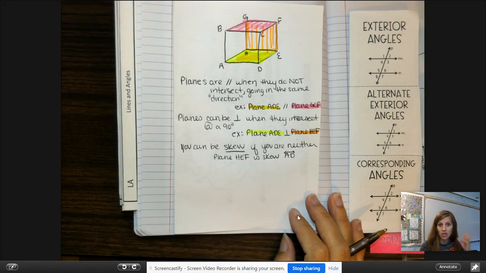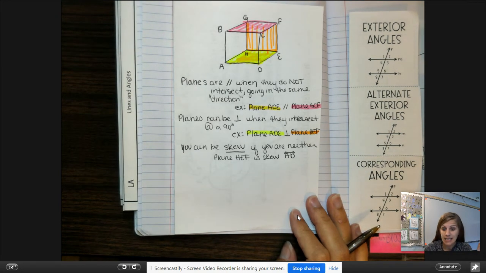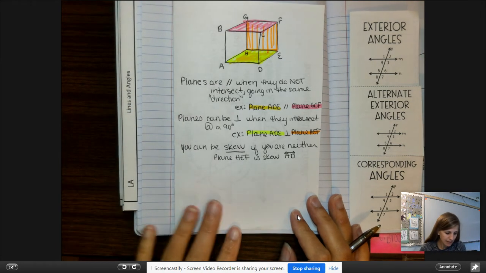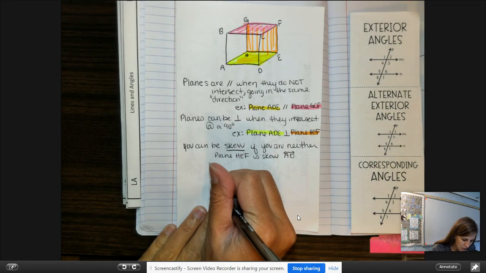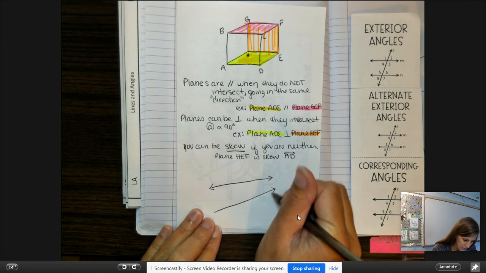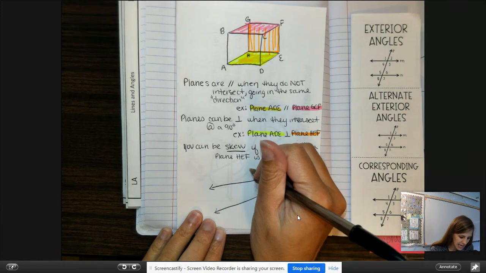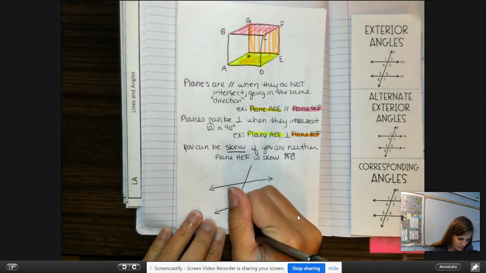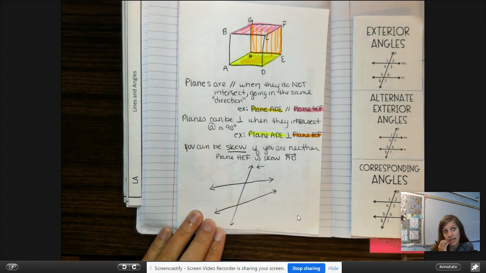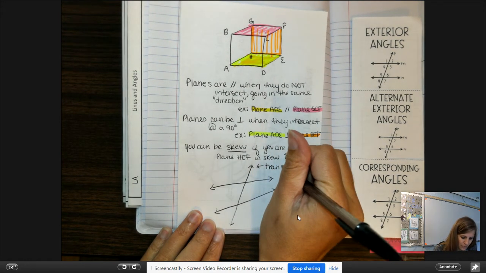We also need to talk about multiple lines. So again, not lines on a coordinate grid anymore, lines on just a blank plane. And when I have 2 lines, not necessarily parallel, but then those 2 lines are intersected by a 3rd line, that line there has a special name. So when a line intersects 2 other lines, we call that line a transversal.